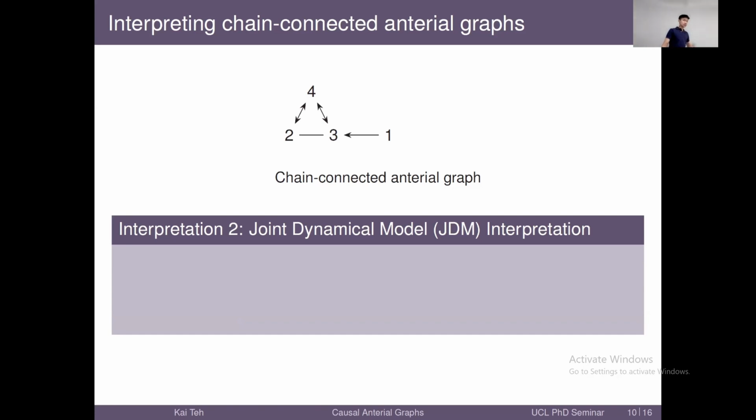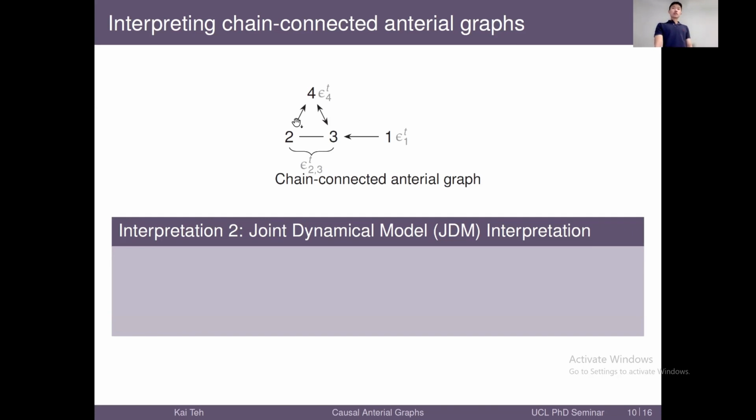Everything happens jointly. All right. And I'm just going to talk about what the main differences are. So let's try to interpret this graph, again the same graph, using this interpretation. Okay. So using this interpretation, again, we associate to each of the chain components, in this case 1, 2, 3, and 4, a noise.